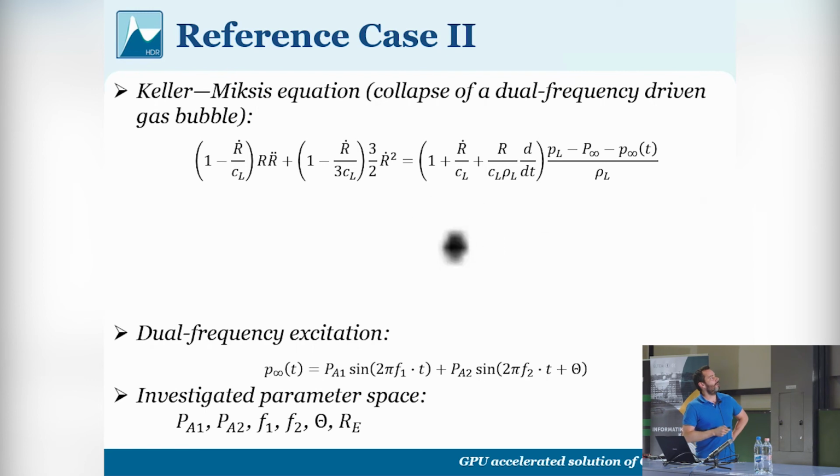The problem here is that with the conventional approach, using two harmonic components for the driving, we can end up with a relatively large parameter space. We have two amplitudes, two frequencies, and in general a phase shift between the components, and we have also an average bubble size.